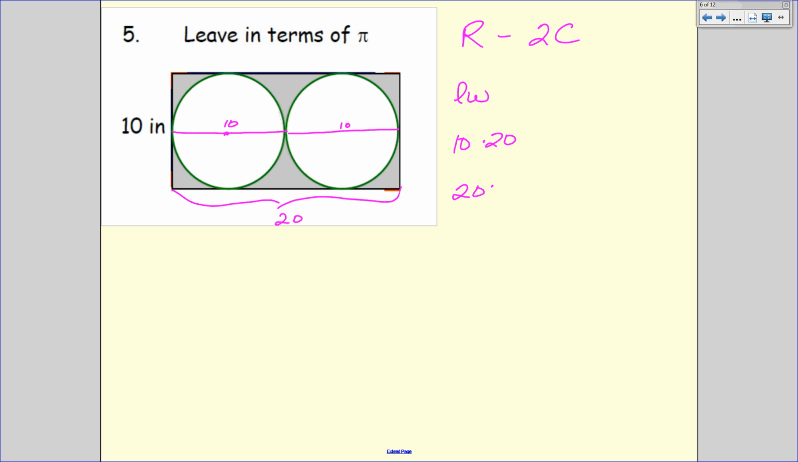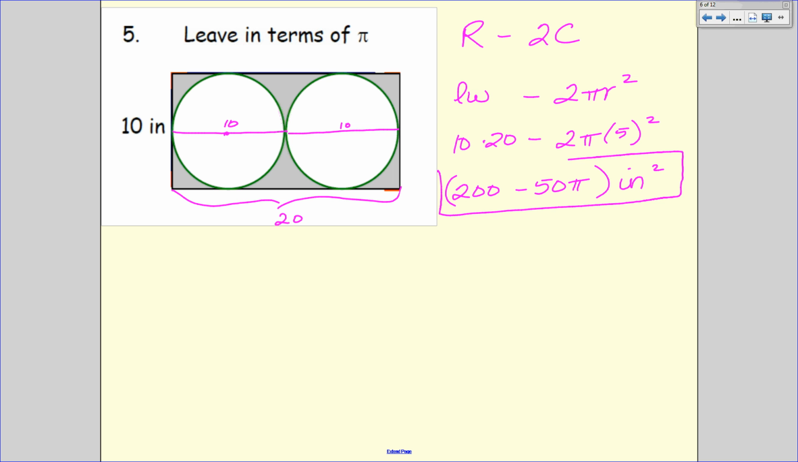So that would be 200 minus 2 pi r squared because I have two circles. So 2 pi, if the diameter is 10, then that makes the radius 5. So 5 squared is 25. 25 times 2 is 50. So minus 50 pi, and that would be inches squared. So your answer is 200 minus 50 pi.